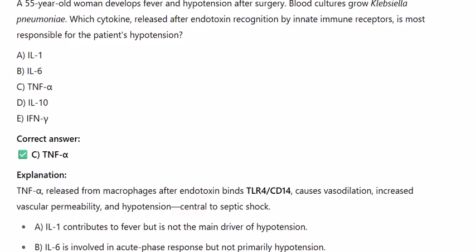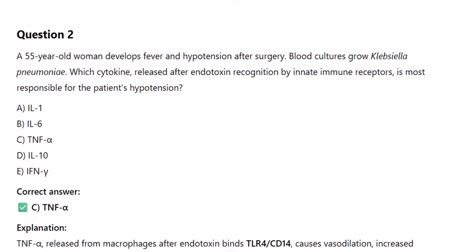Question 2. A 55-year-old woman develops fever and hypotension after surgery. Blood cultures grow Klebsiella pneumoniae. Which cytokine released after endotoxin recognition by innate immune receptors is most responsible for the patient's hypotension? A. IL-1, B. IL-6, C. TNF-alpha, D. IL-10, E. IFN-gamma.